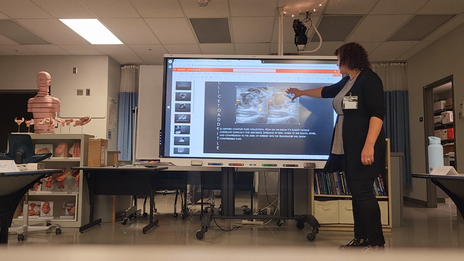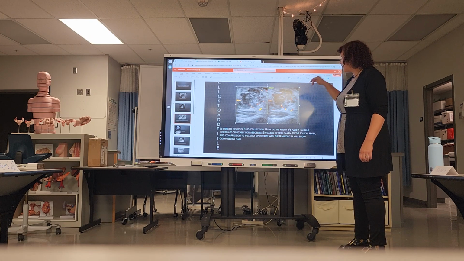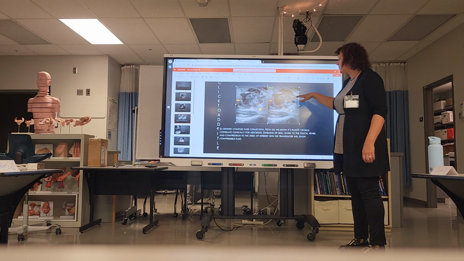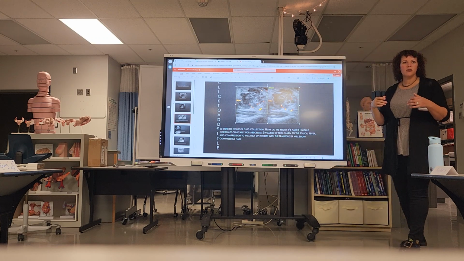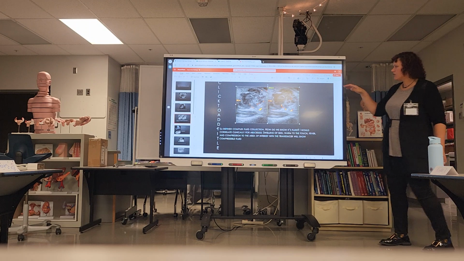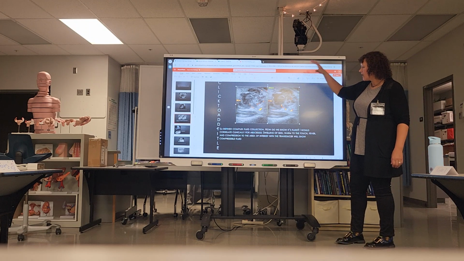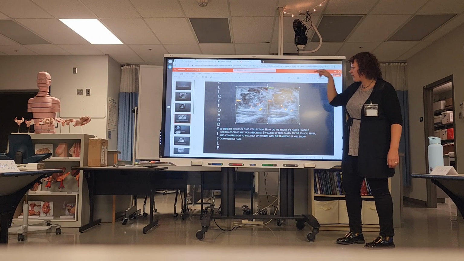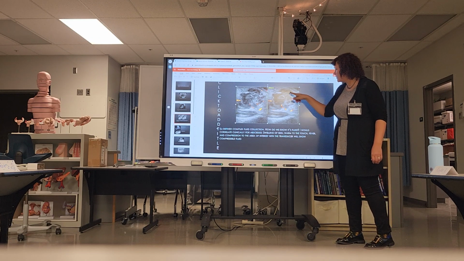So this is an abscess, all right? And just looking at it, an abscess is like an infected fluid collection. And so just looking at this, it's difficult to say; this is partially solid and partially cystic.